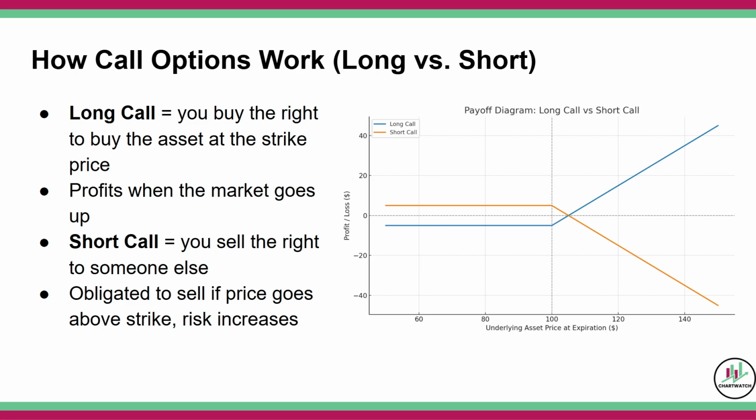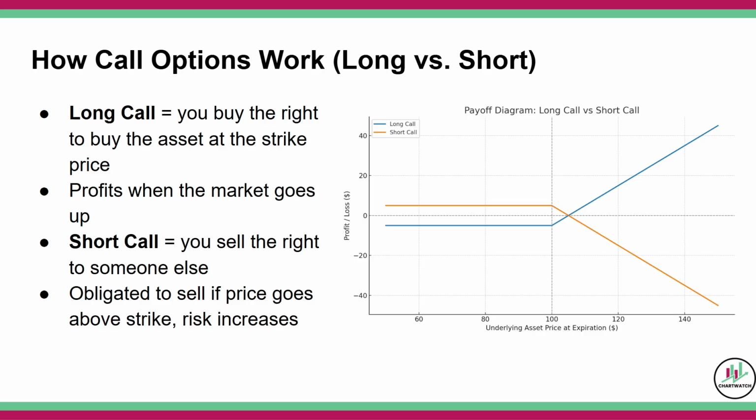What you're looking at here is a graph showing profit and loss at expiration for two positions, a long call and a short call, both with the same strike price. We're going to start with the long call, which is the blue line. When you buy a call, it's known as taking a long call position.